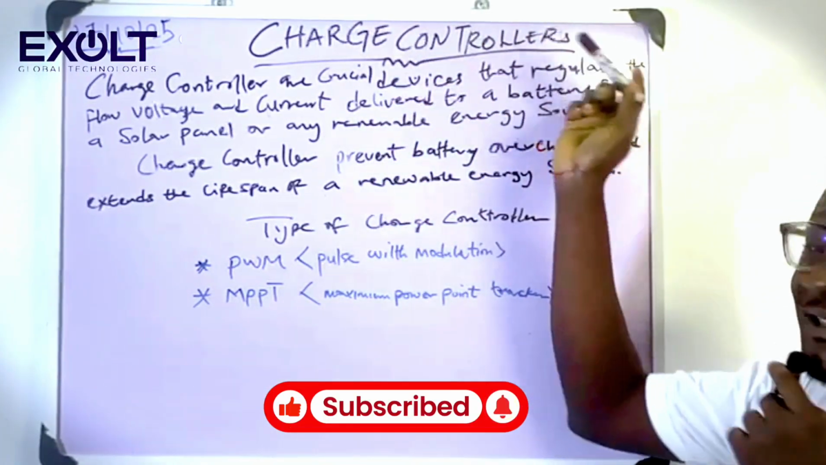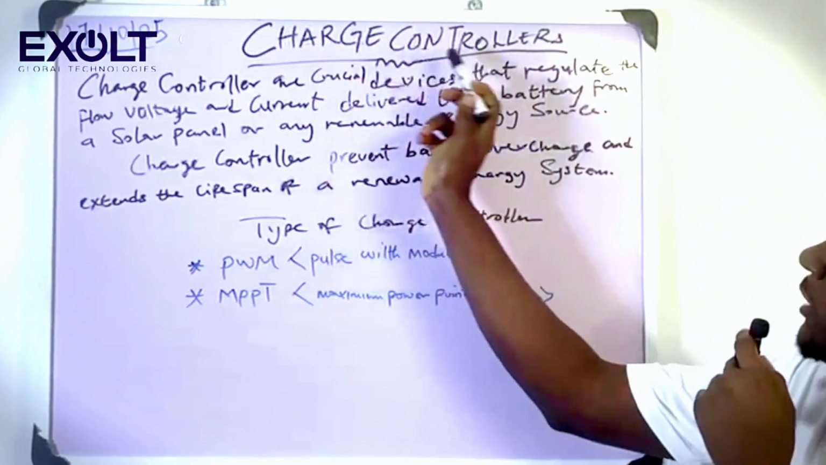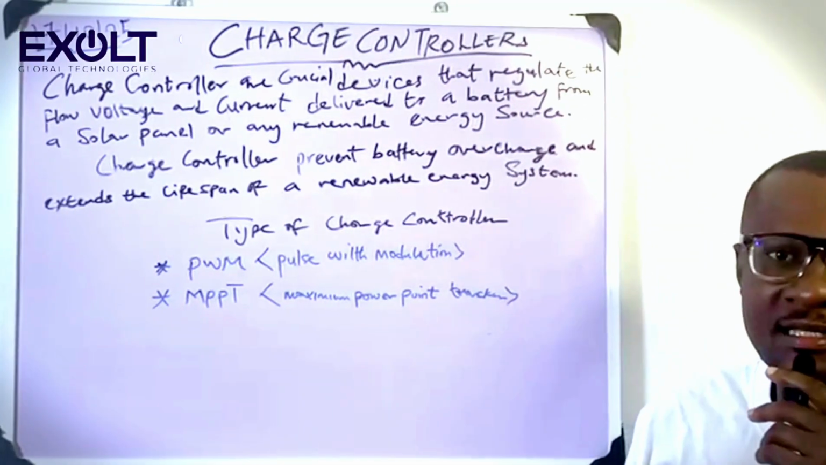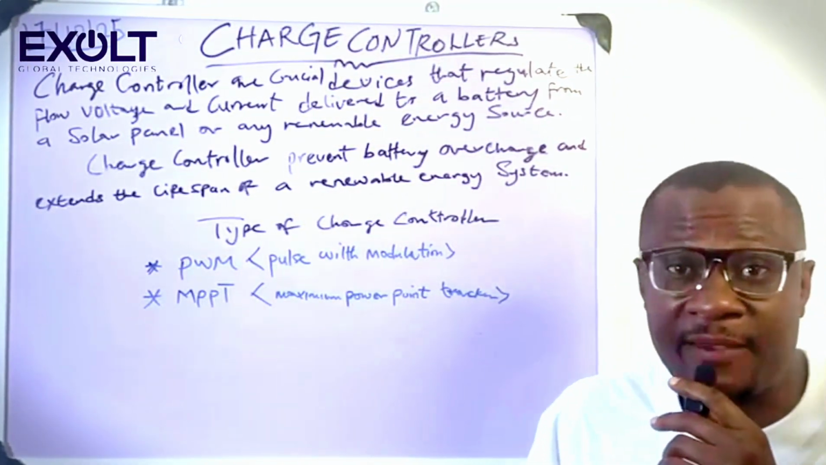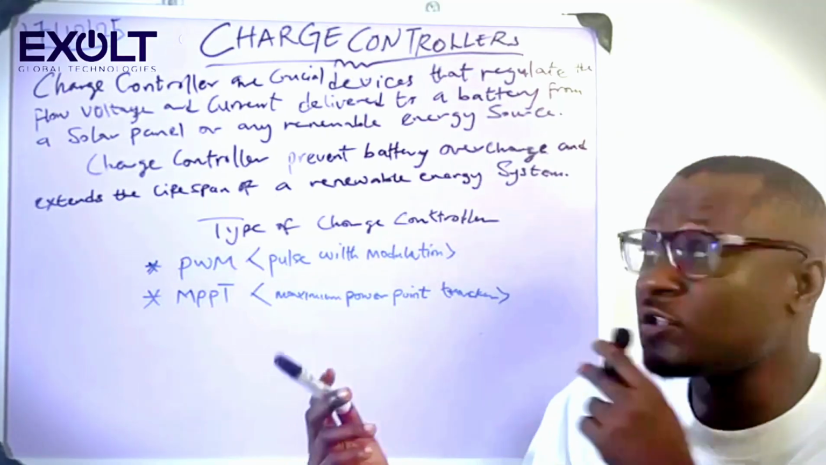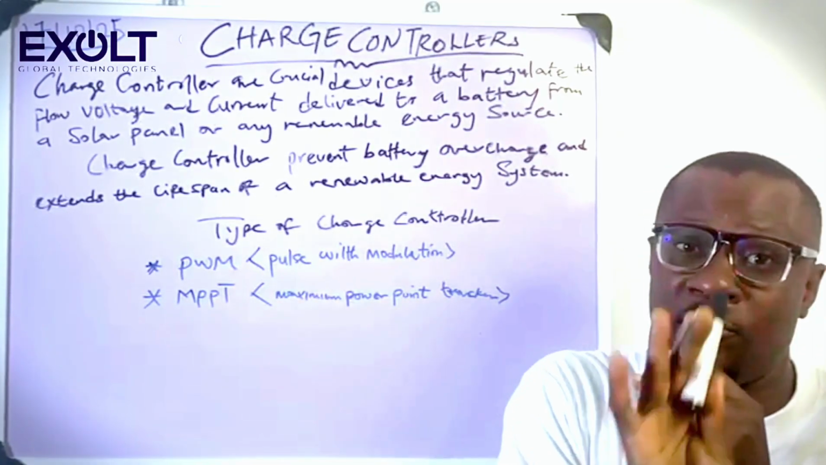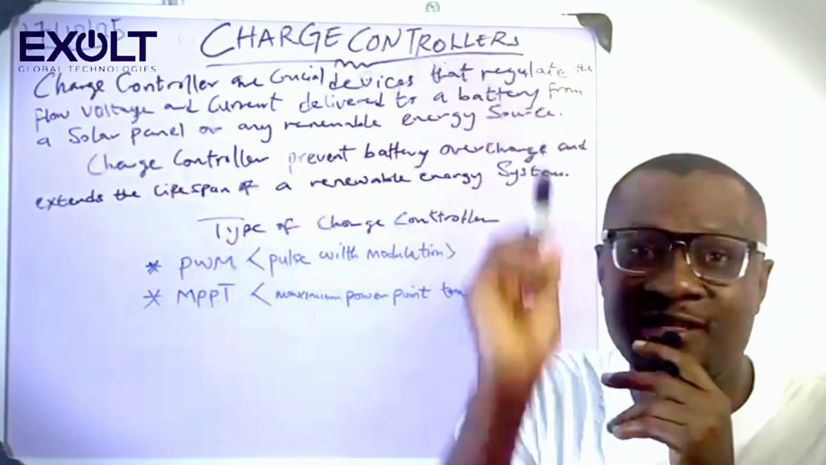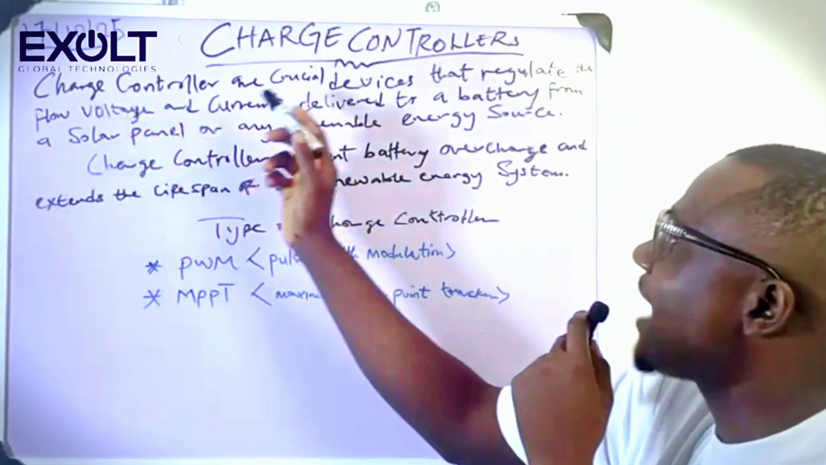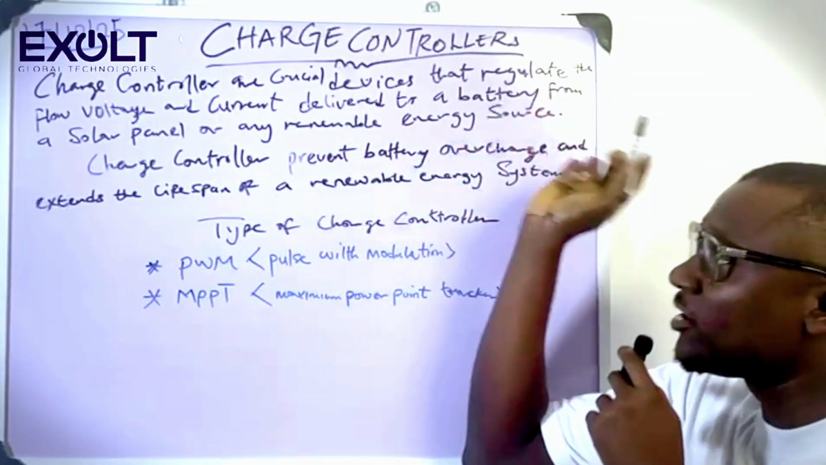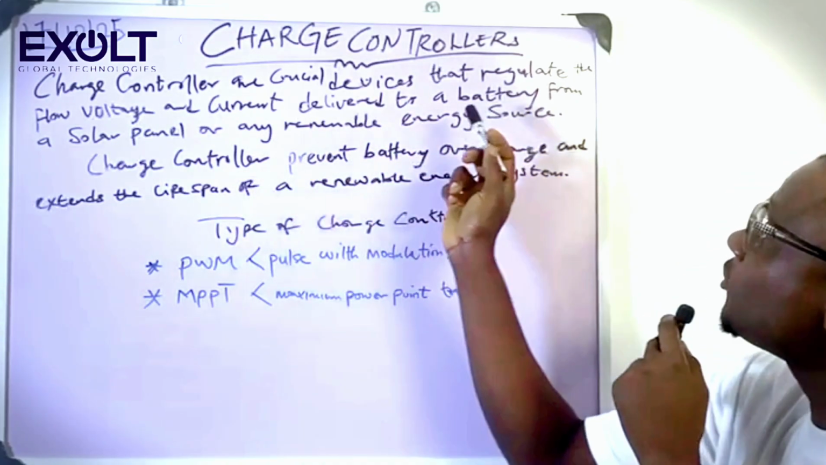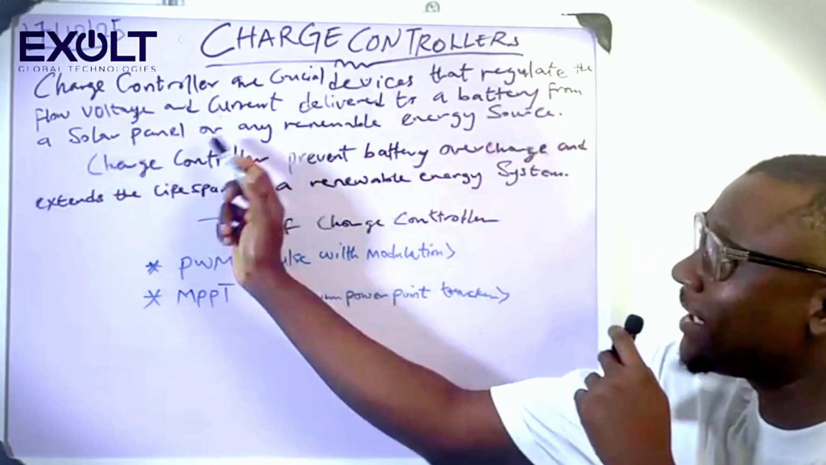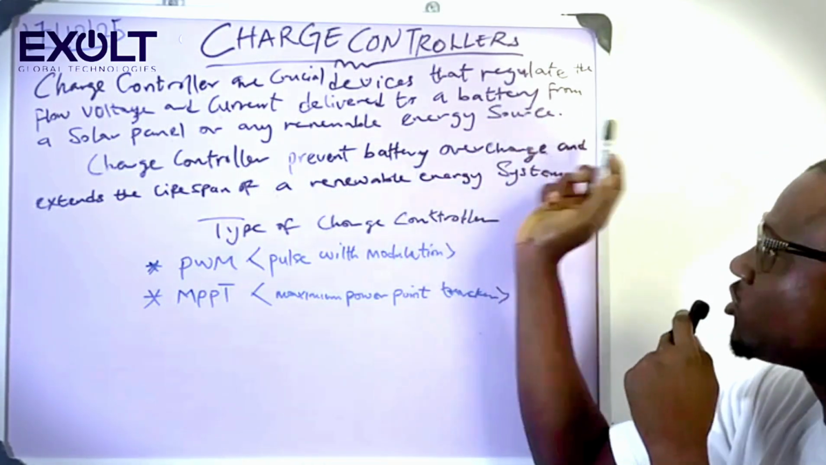We want to talk on charge controllers. Today we'll be talking on charge controllers. Now I know you must have heard about charge controllers or seen them, or you really are interested to know about charge controllers. And I'm going to give you a simple definition of what charge controllers are. Charge controllers are crucial devices that regulate the flow of voltage and current delivered to a battery from a solar panel or any renewable energy source.